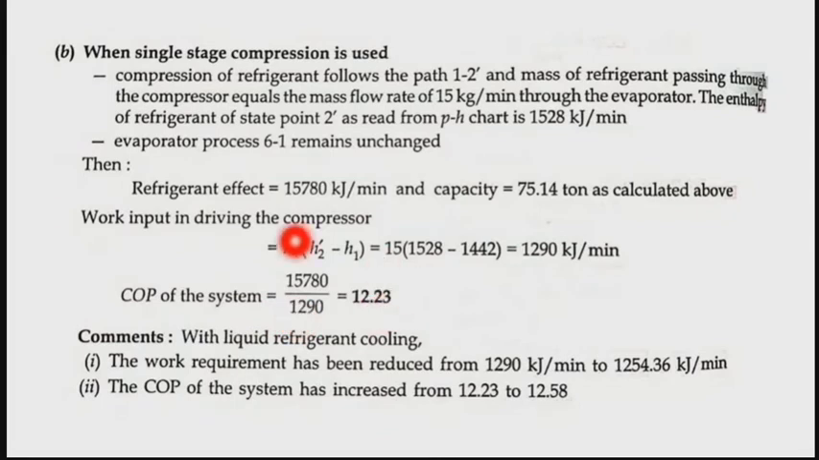From these two examples, the single stage and the multi-stage, you can see that the work required is reduced from 1290 kilojoule per minute to 1254.36. So the difference is that we can reduce the work requirement if we use a multi-stage compressor. In the earlier case, 1290 is for the single stage.